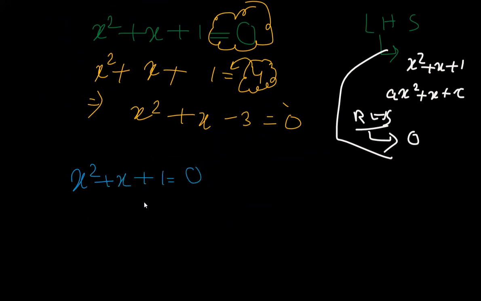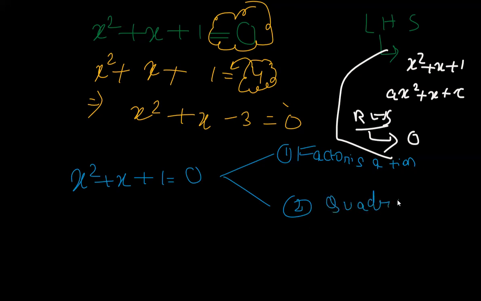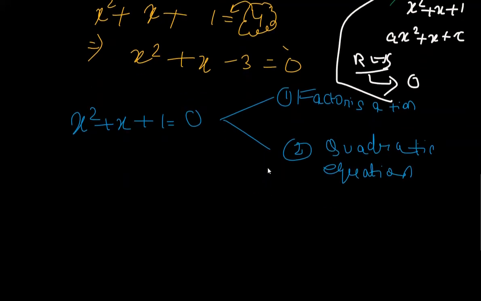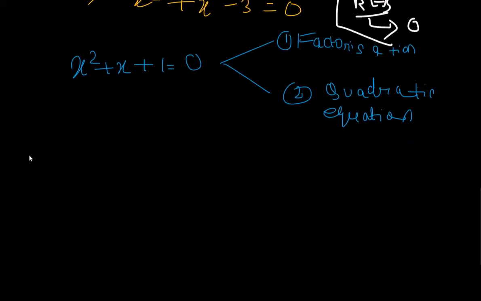Now if I tell you to find the value of x, we can find it by simply the transposition method or any other method. So there are two methods. First method is the factorization, and second method is the quadratic formula. Now only these two methods can be used. So let us start one by one. So first of all, let us know factorization.